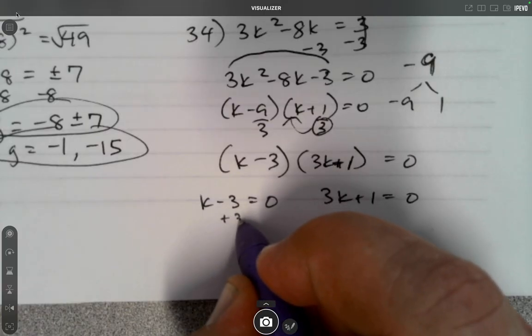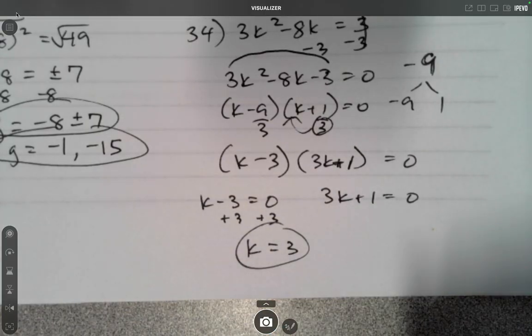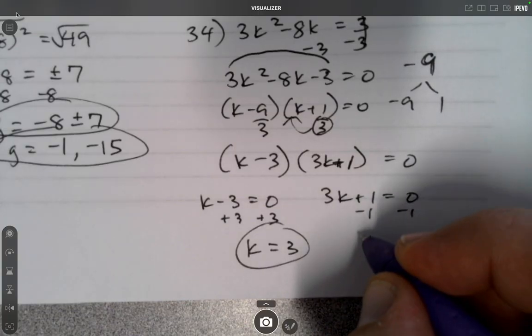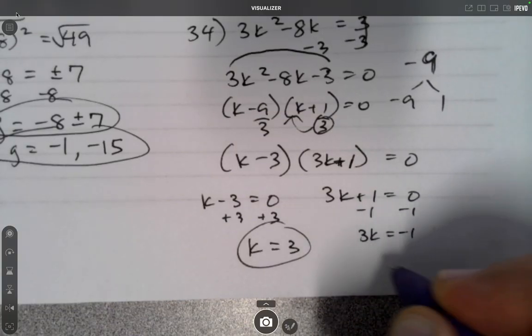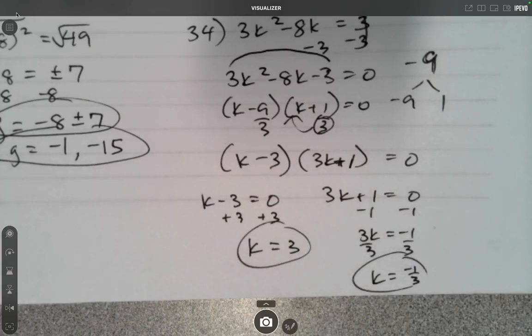So on this, we'd add 3 to both sides. So one of our solutions is k equals 3. Here, we'd have to subtract 1 first. Then divide both sides by 3, get k equals negative 1/3. So we get k equals 3 and k equals negative 1/3.